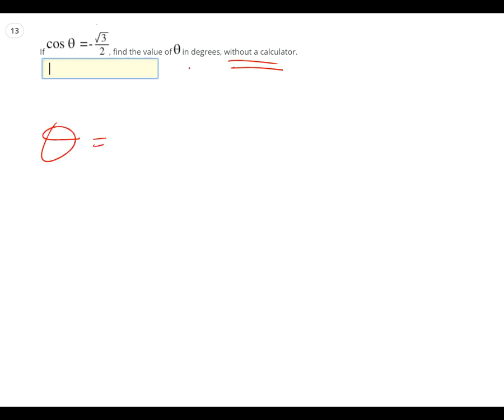How am I measuring this? Degrees, so I need to know where my x values are equal to negative square root of 3 over 2. What degrees? 150 degrees and 210.